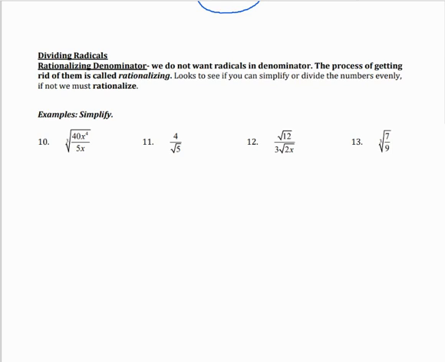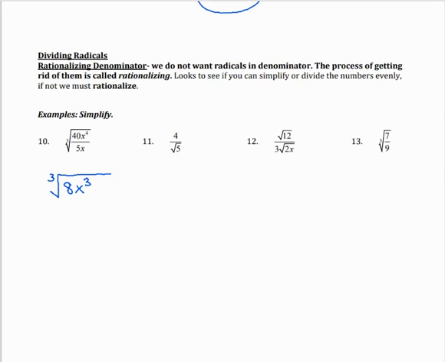So if I look at number 10, I can't take the cube root of 40, and I can't take the cube root of 5. But before even thinking about the cube root, I'm just going to try to simplify the fraction. So this would become the cube root of 40 divided by 5 is 8. And x to the 4th divided by x, we subtract those, and that gives me x to the 3rd. So just by reducing the fraction, I've made this problem a lot easier.